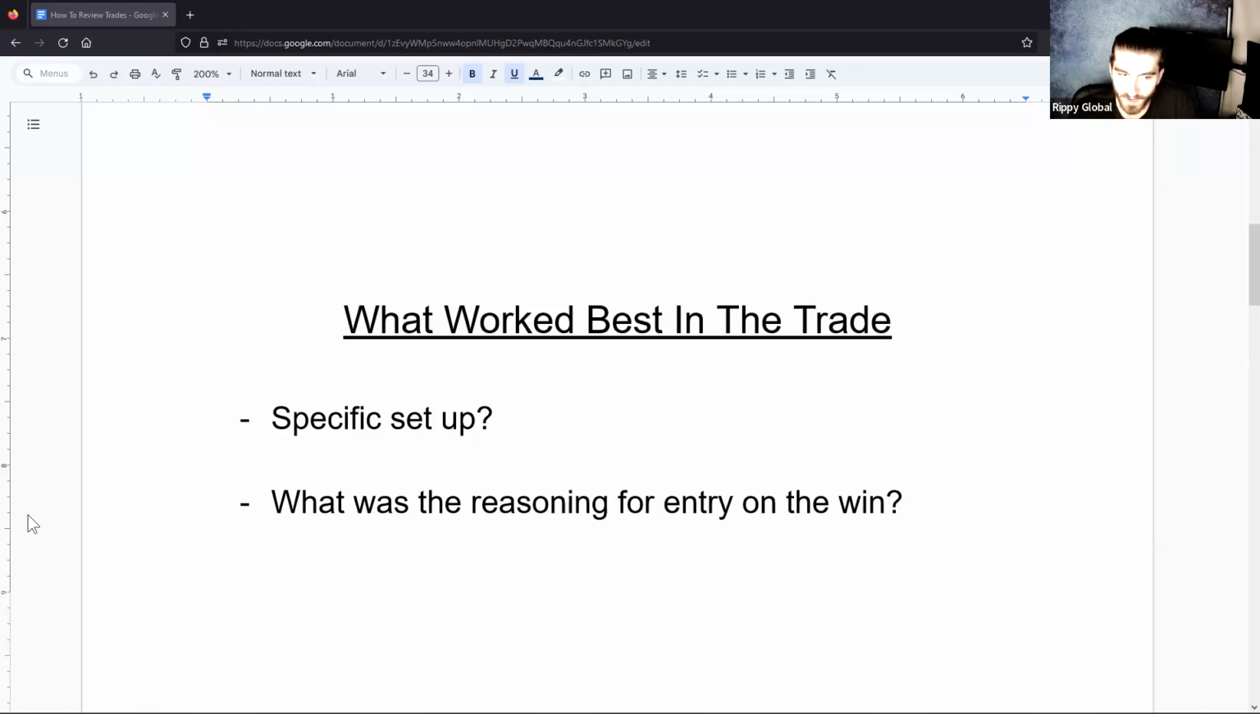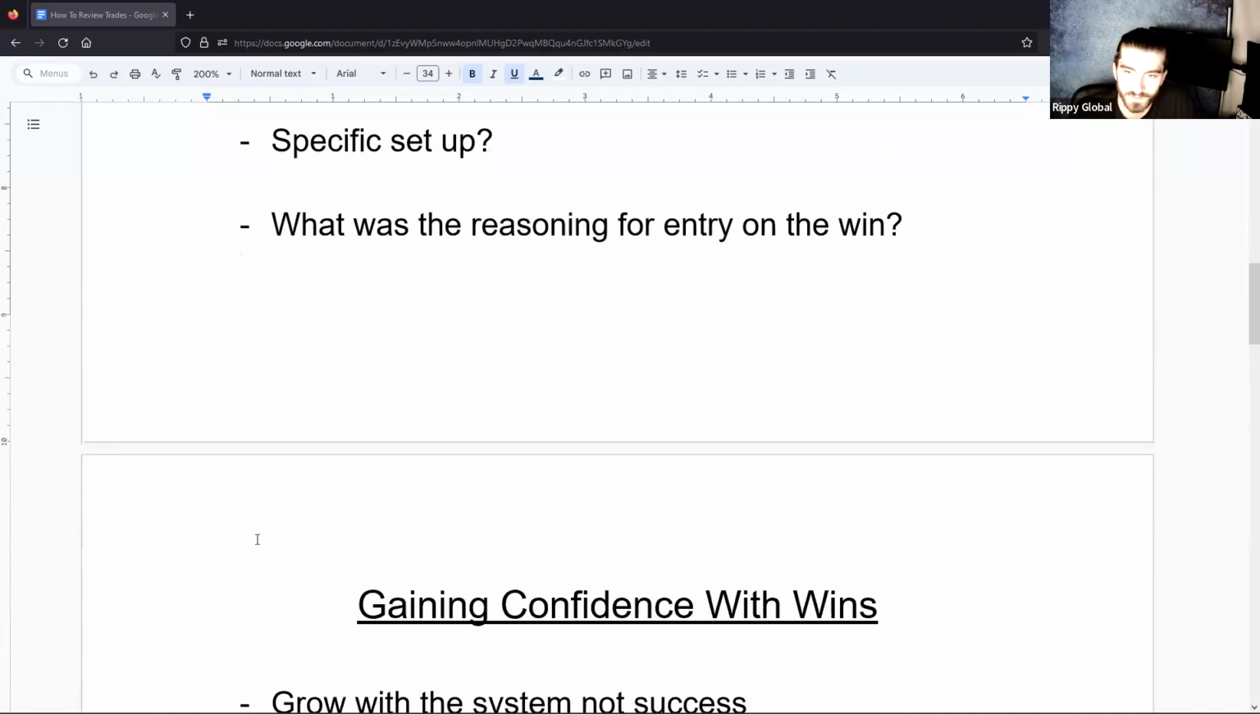What is it like thinking about it beforehand? Find the purpose of it, the execution, why you took it. It has to be a proper setup. It has to be in your favor with high probability to win compared to losing.